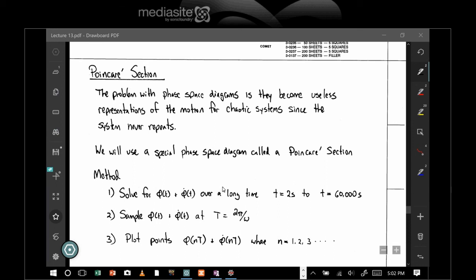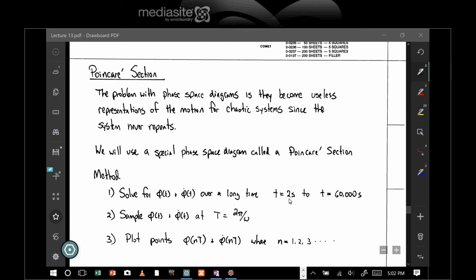So what I do is I solve my differential equation over a really long time scale, from 2 seconds to 60,000 seconds. Now, you may say, well, geez, that must take a long time on your computer. It takes about 30 minutes to do. Modern computers are amazing. I'm solving this over 600,000 points on my little laptop. So I'm not using a supercomputer to do this. You can do this at home, and I'll give you the code.